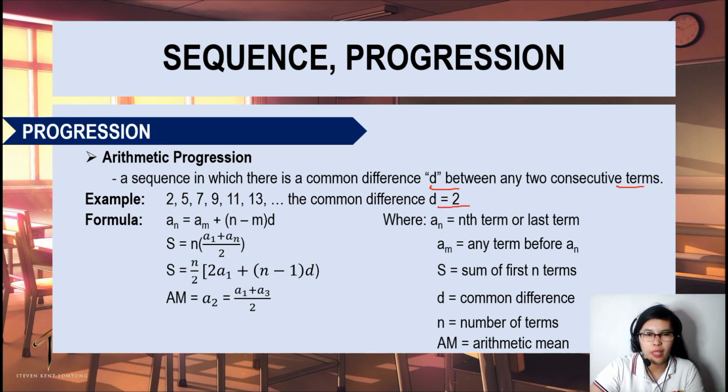Now we have here some formulas. To find the nth term: a sub n is equal to a sub m plus n minus m multiplied by d. For the sum, S is equal to n multiplied by a sub 1 plus a sub n all over 2, or S is equal to n over 2 multiplied by 2a sub 1 plus n minus 1 times d. And for the arithmetic mean, a sub 2 is equal to a sub 1 plus a sub 3 divided by 2.